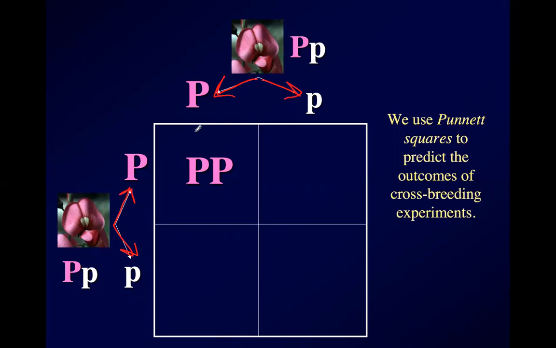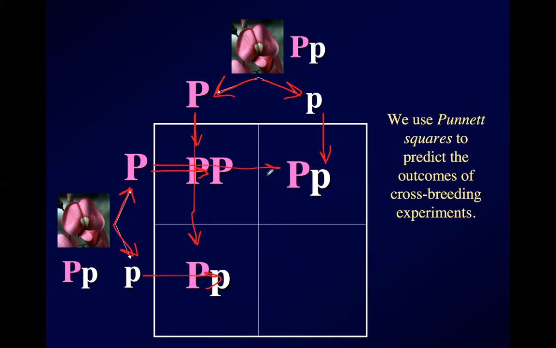So here we move down that capital P from the top of the column and this capital P from the left of the row. And there we bring down the capital P from the top of the column and the lowercase p from the left of the row. And here we bring in the lowercase p from the top of the column and the capital P from the left of the row. And notice that the convention is that you write dominant before recessive. So we'd write capital P, little p, instead of little p, capital P.